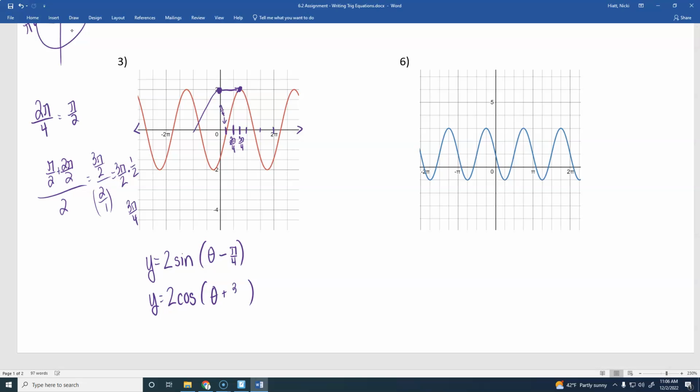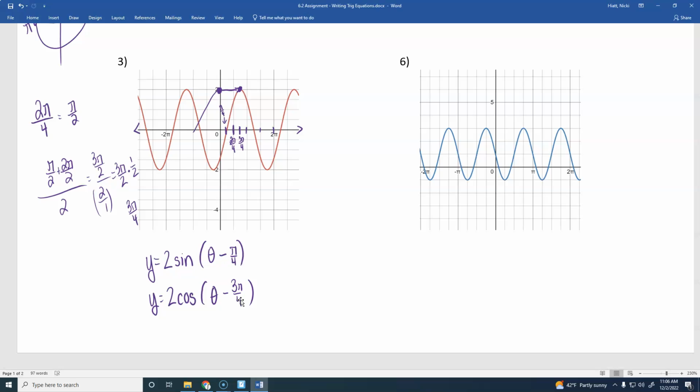Sorry, that should be a minus. Basically, sine and cosine are like a pi over 2 off from each other. Like if you take sine and shift it pi over 2 to the left, you'll get cosine. So there's like a pi over 2 difference between them. So where we had to shift this one pi over 4, cosine needs to be shifted like pi over 2 further than that.